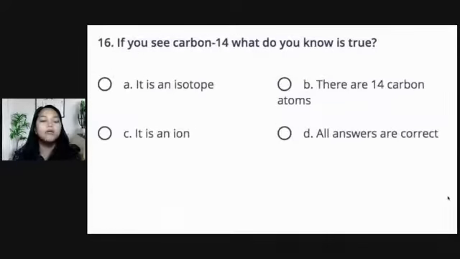If you see carbon 14, what do you know is true? Is it letter A, it is an isotope? Letter B, there are 14 carbon atoms? Letter C, it is an ion? Or letter D, all answers are correct? What is your choice for number 16? Which one is the correct choice for number 16?